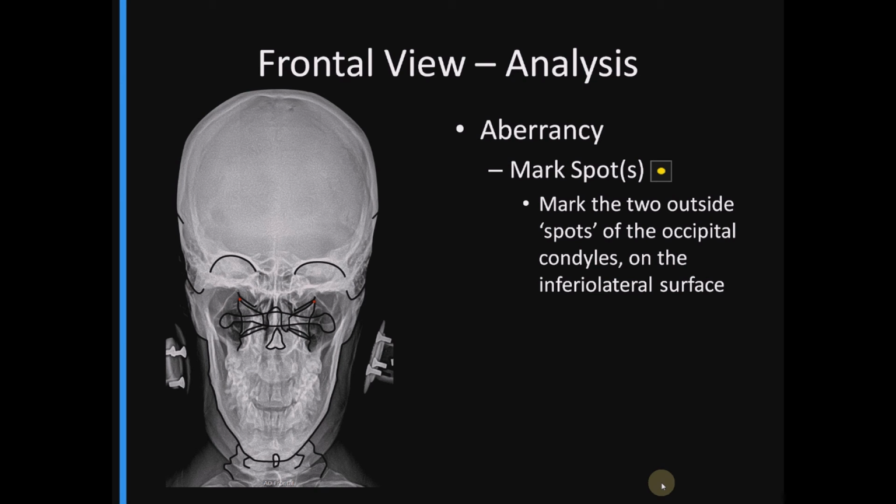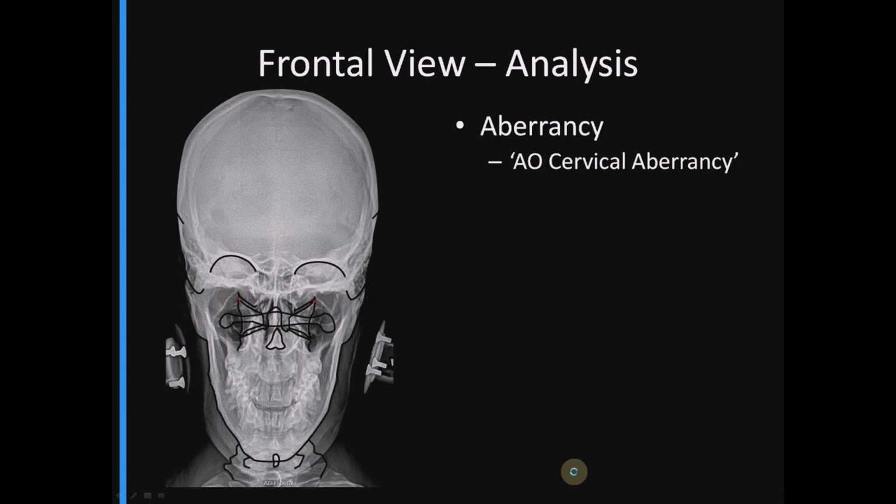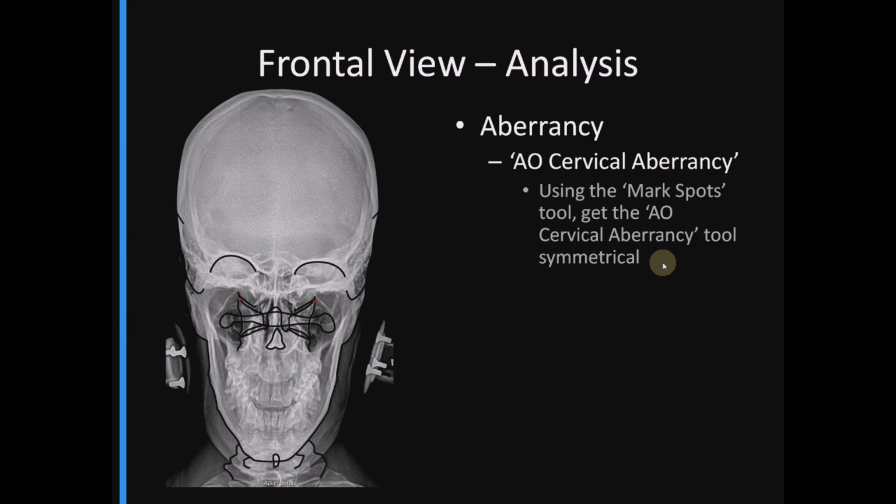For analyzing for aberrancy in the condylar superior vertical plane, we're going to place the same dot that we have on the outer aspects of the condyles, and then we're going to click on the AO cervical aberrancy tool. Using the marked spots, which means when we look at this aberrancy tool, we have these curves here that are designed to fit on the condyles, and we have these little demarcations on the template which are equal distance from the center of the template itself.